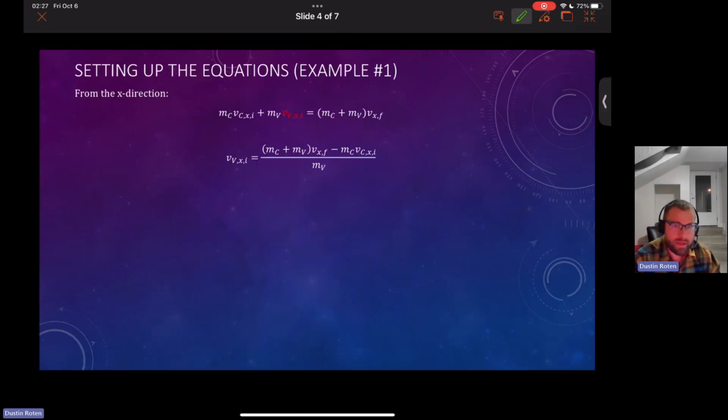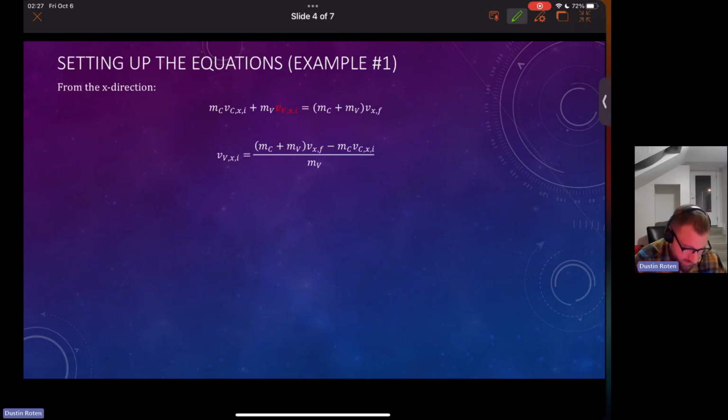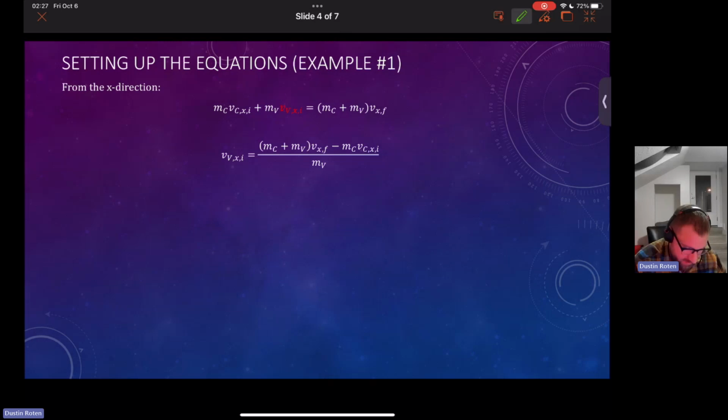All right, so from the x direction, we know we have the Cadillac here. We know we have the Volkswagen. What we want to know, remember, we're trying to figure out how fast this Volkswagen was going. Was this guy speeding? Was he not speeding when he ran this light? So I've got it in red here, what we're after. We want to know what the Volkswagen speed is.